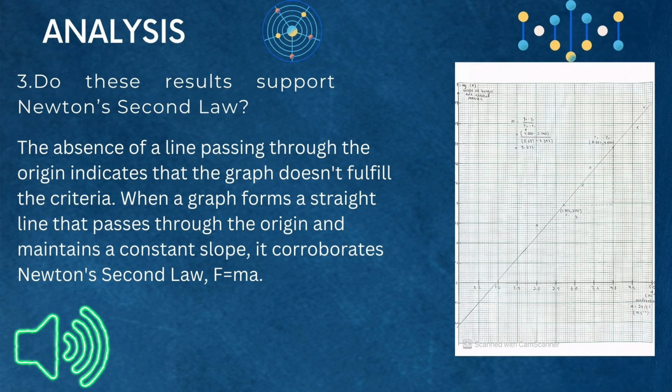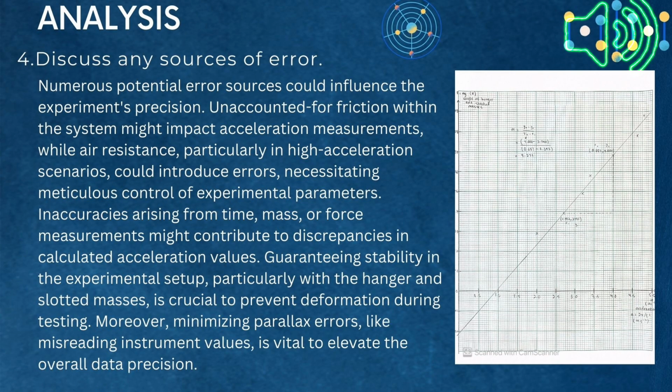The third analysis is, do these results support Newton's second law? The absence of a line passing through the origin indicates that the graph doesn't fulfill the criteria. When a graph forms a straight line that passes through the origin and maintains a constant slope, it corroborates Newton's second law, F equals ma. The fourth is to discuss any sources of error.